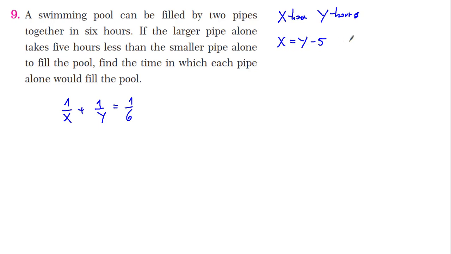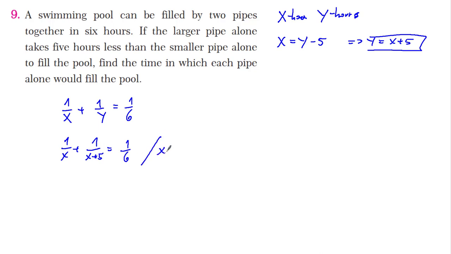Just in case you want to work with x's and not y's, you can write here that y is x plus 5, and continue the same way. So 1 over x plus 1 over x plus 5 is 1 over 6. Now this is a quadratic equation, but we have to bring it to the quadratic form because now it's not that clear. If you multiply both sides by x times x plus 5 times 6, you will get rid of all the denominators.